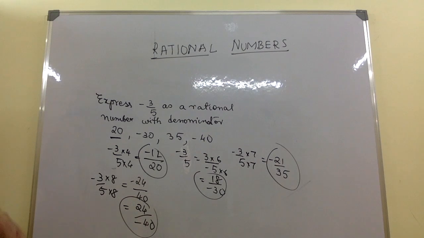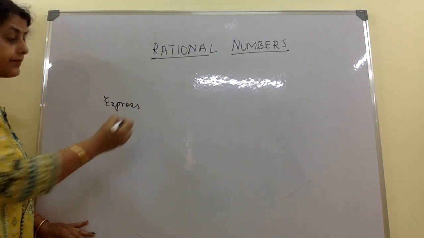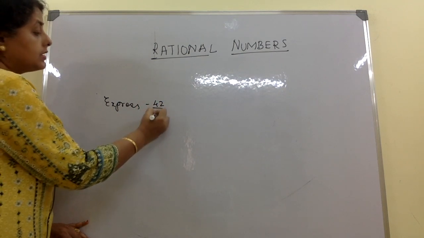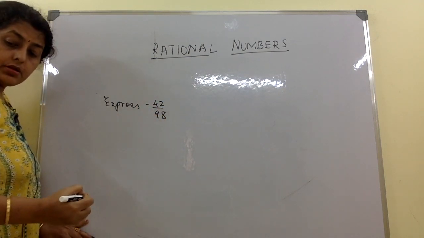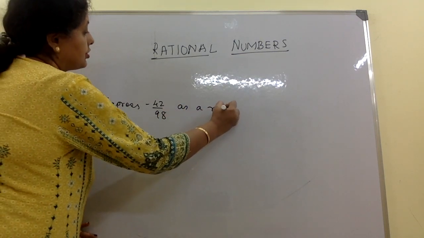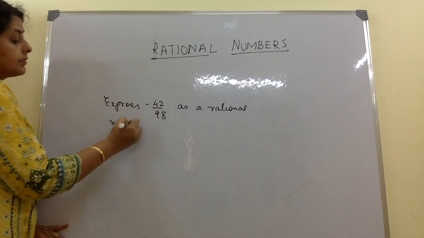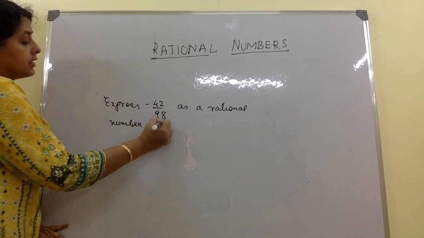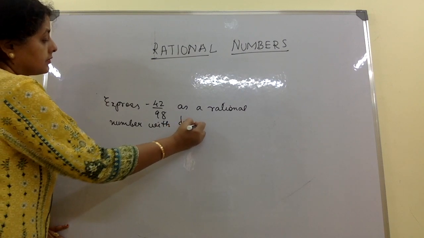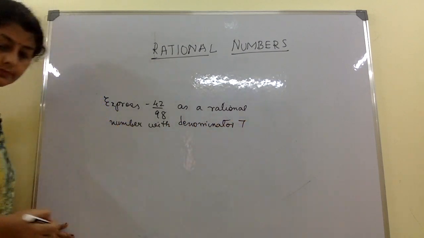Okay, so now express minus 42 by 98 as a rational number with denominator 7.